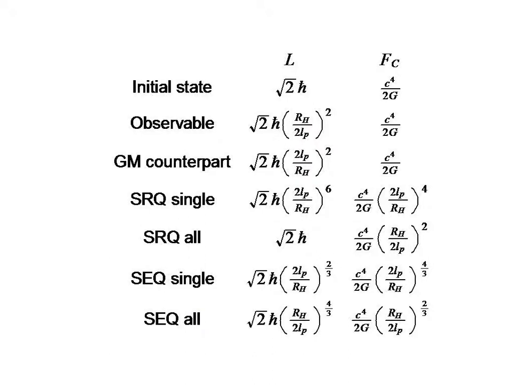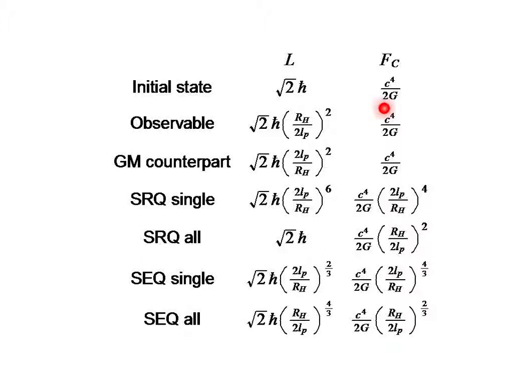Here's a summary of what we've seen so far. It's good to look at it because we've been kind of all over the map. This column represents angular momentum, and this column is our centripetal force. In the initial state, our angular momentum is the square root of 2 times h bar, and the centripetal force is c to the 4th over 2G, 1/2 the Planck force. For the observable universe, we see that angular momentum is quite large, and we talked about it in the previous paper that it looks like we have a runaway angular momentum. Despite that, though, it's conserving the centripetal force.